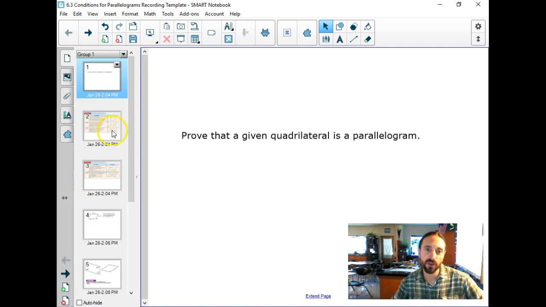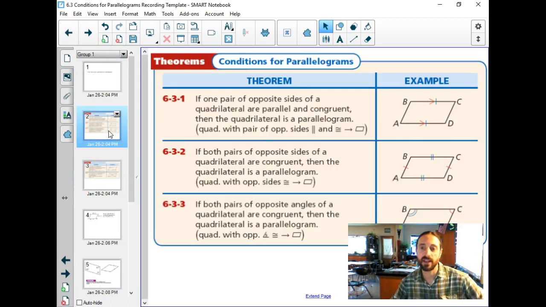So in section 6.3, they give you a variety of theorems on how to do this. In the previous lesson, we talked about how, if it's a parallelogram, it has these properties. Many of these are just the converse of that. So what you're trying to do is, now that you have a quadrilateral, determine whether it is a parallelogram.